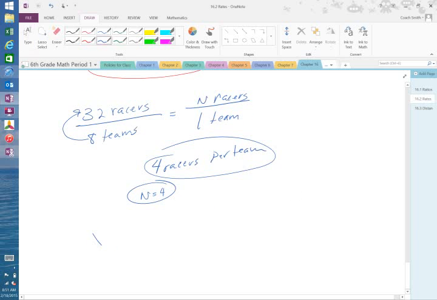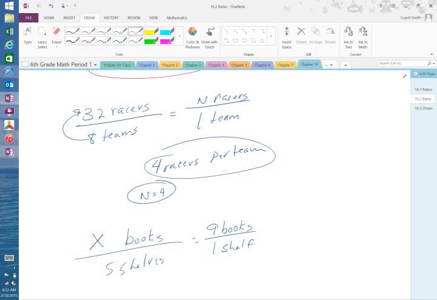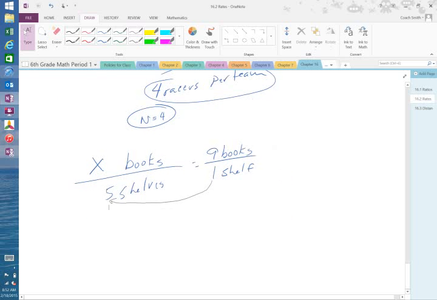24 says X books over 5 shelves equals 9 books on 1 shelf. Okay, so this one's a little bit different because they've given us the per unit rate and they want us to find the total. So as we look at it, what did we do to 1 to make it 5? Multiplied by 5. So we do the same thing with the 9. 9 times 5, 45.